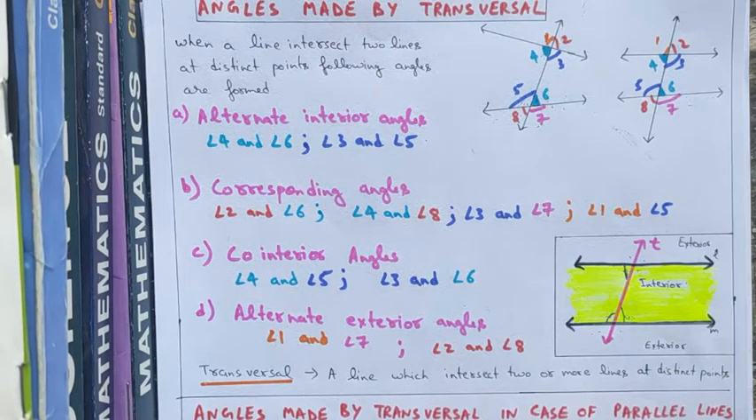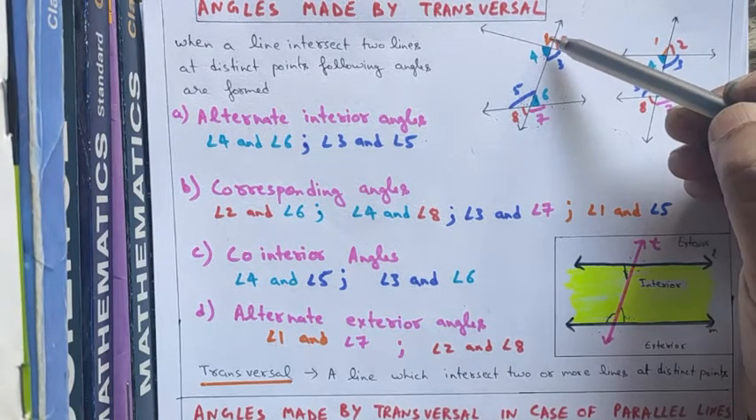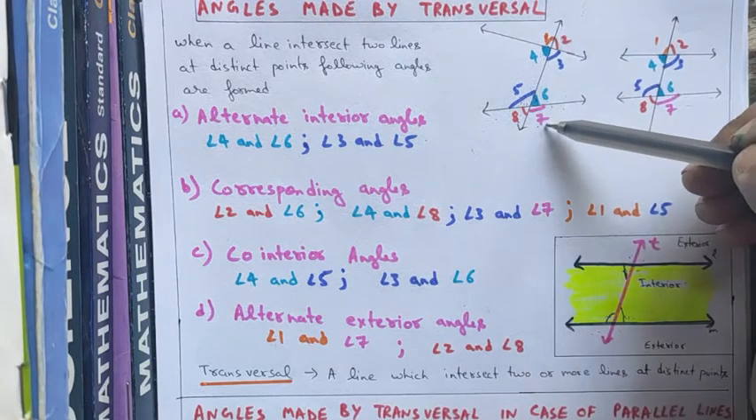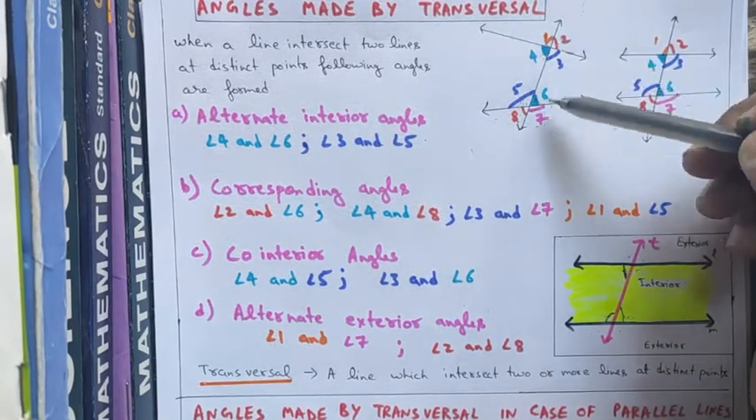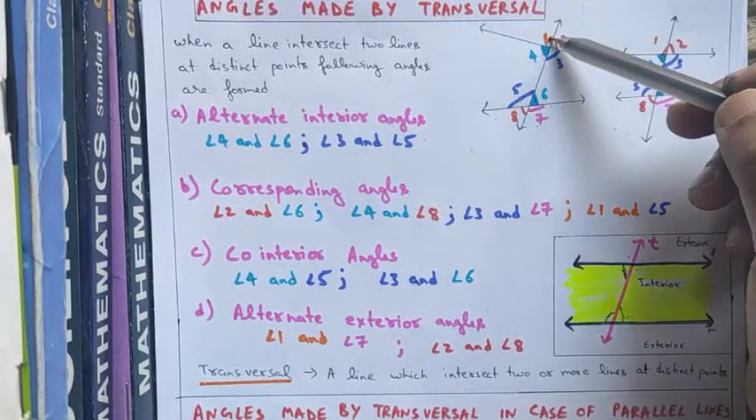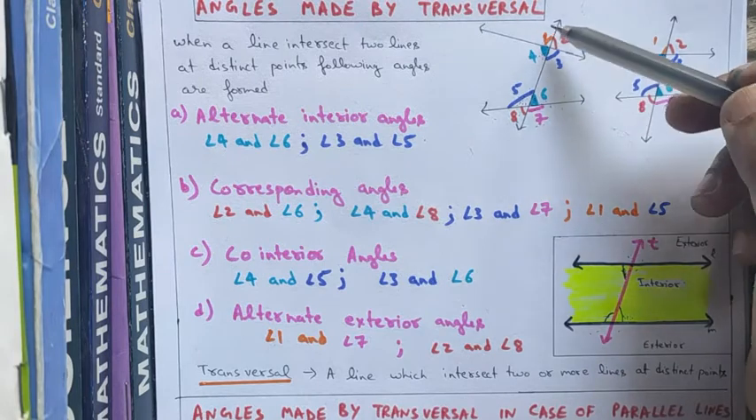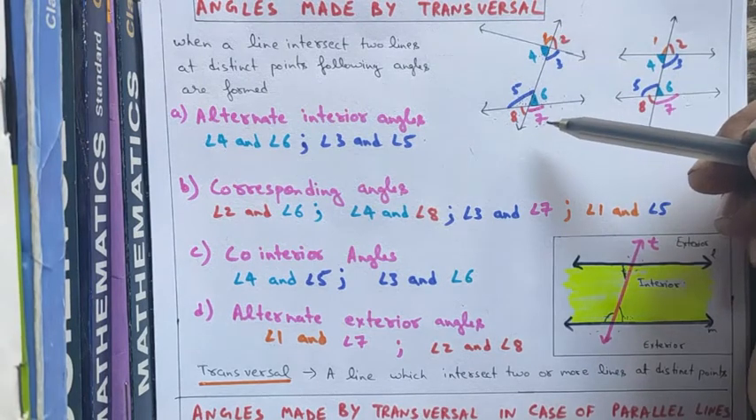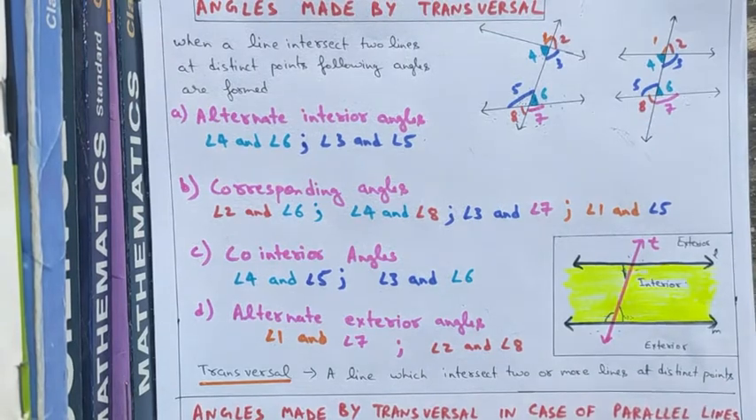Now the fourth is alternate exterior angles. They are alternate angles, and they must be exterior. Angle 1 is an exterior angle, angle 7 is an exterior angle, and both angles are on the opposite sides of the transversal. Therefore they are called alternate exterior angles. Angle 1 and angle 7. The second pair is angle 2 and angle 8. Got it?